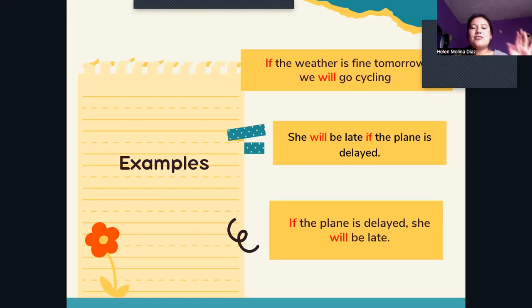And the basic first conditional structure is: if the plane is late, comma, she will be late. If is the condition, the plane is the subject, is late is the present simple, she is the subject, will be late is the future simple. In Spanish: si el vuelo se retrasa, ella llegará tarde. It is the same.